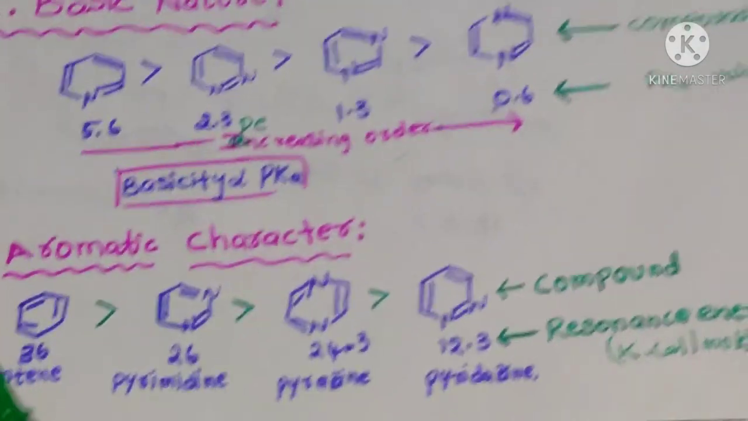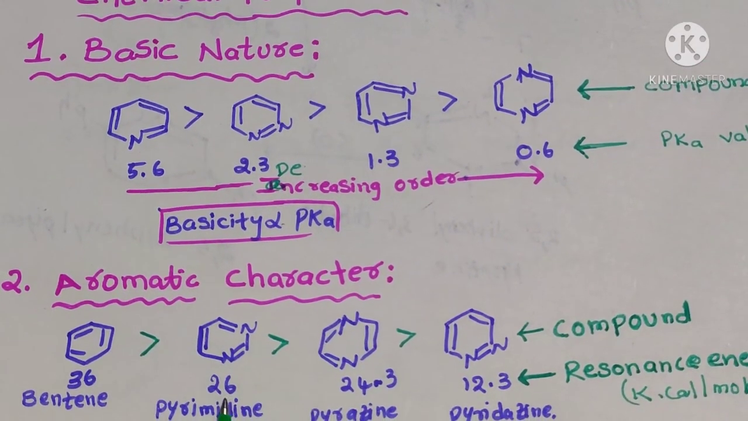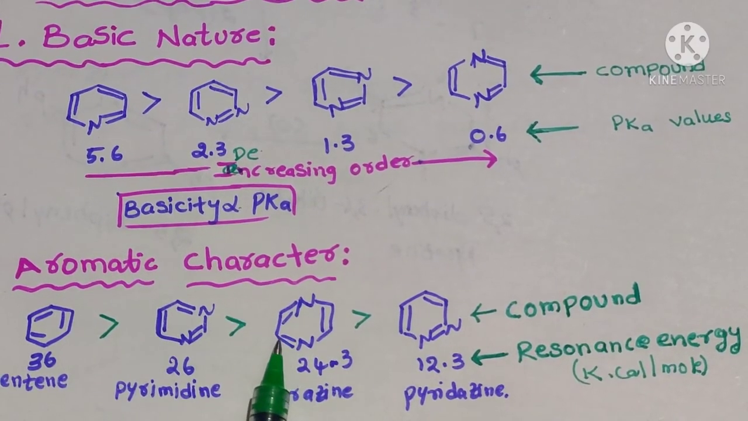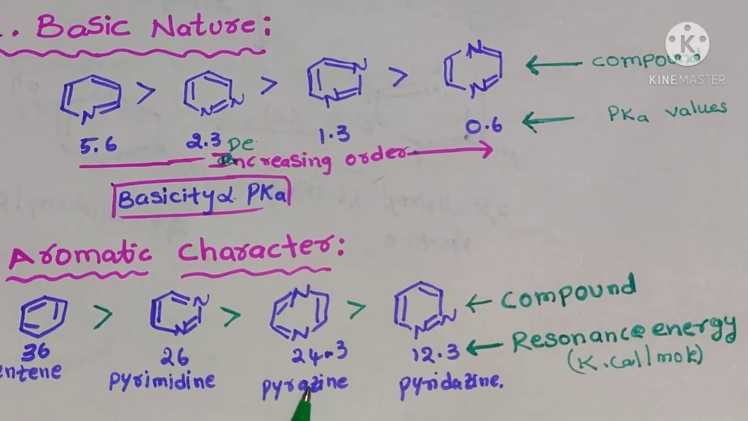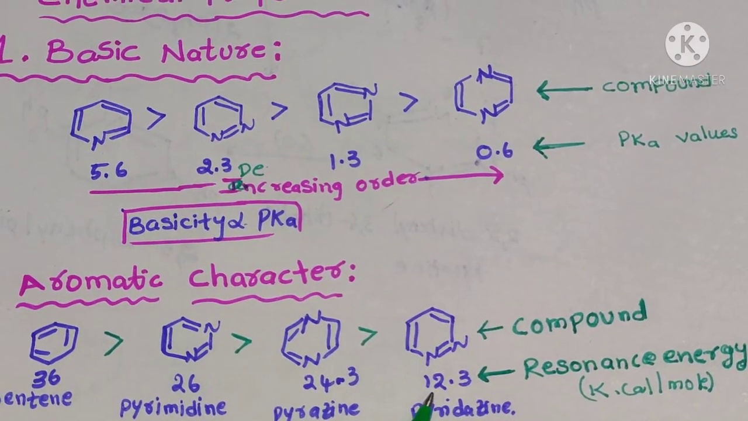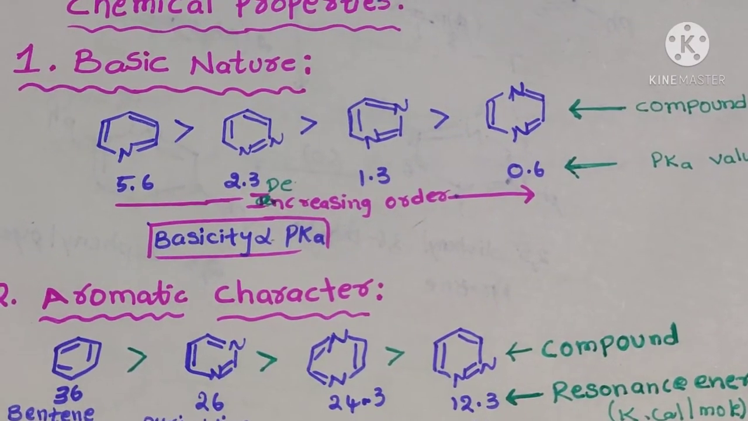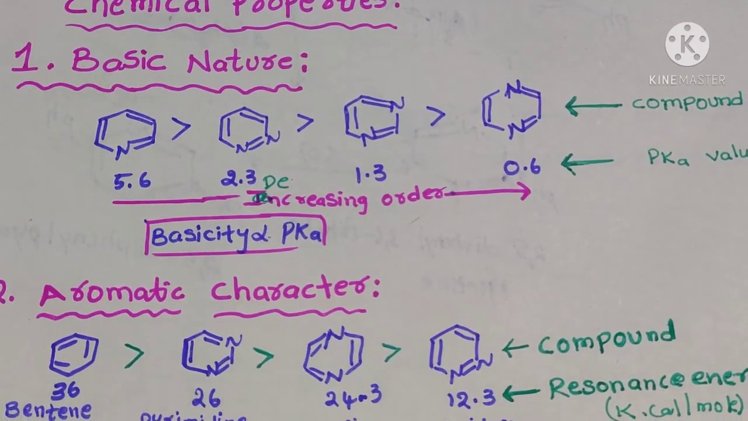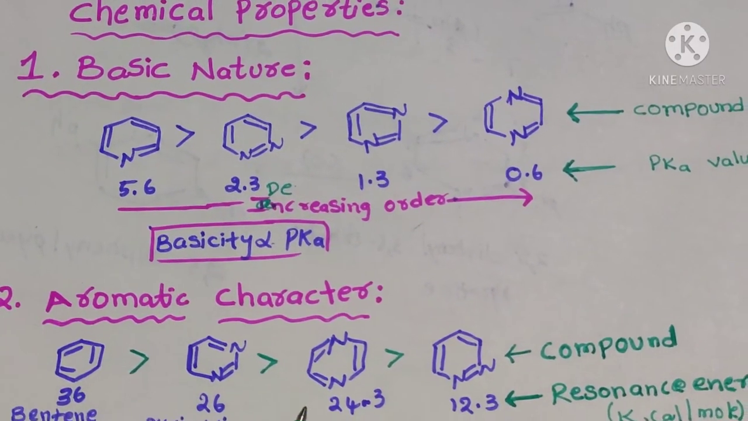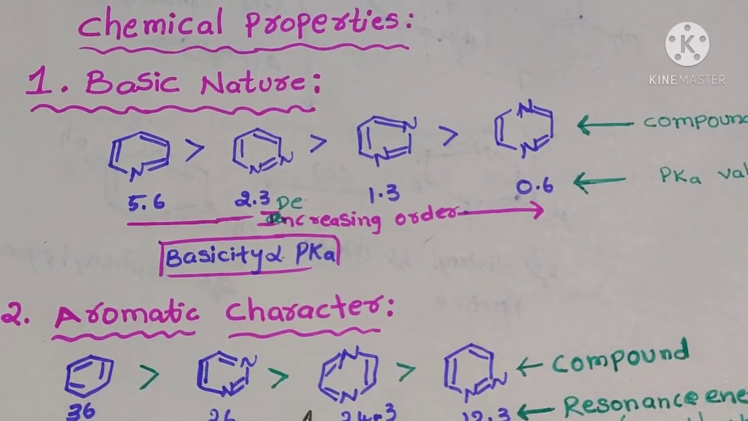Now we go for the aromatic character. Benzene resonance energy is 36 kilocalories per mole, whereas the pyrimidine resonance energy is 26 kilocalories per mole. Pyrazine resonance energy is 24.3 kilocalories per mole, and pyridazine resonance energy is 12.3 kilocalories per mole. That means pyrazine is less aromatic than benzene and pyrimidine, and pyrazine is more aromatic than pyridazine. So resonance values tell us where they stand in their aromatic character when we compare with others.